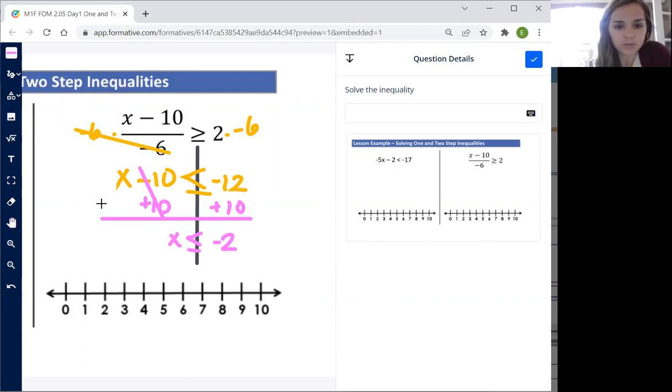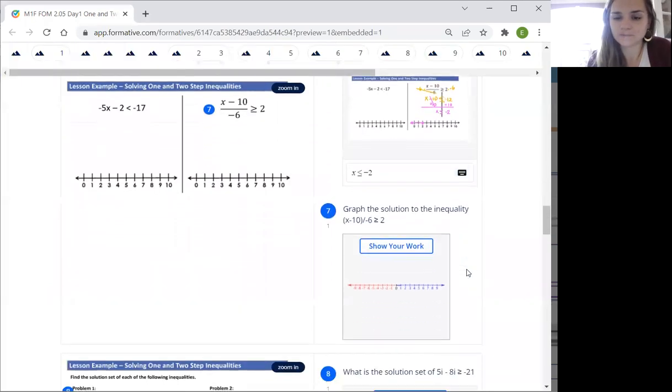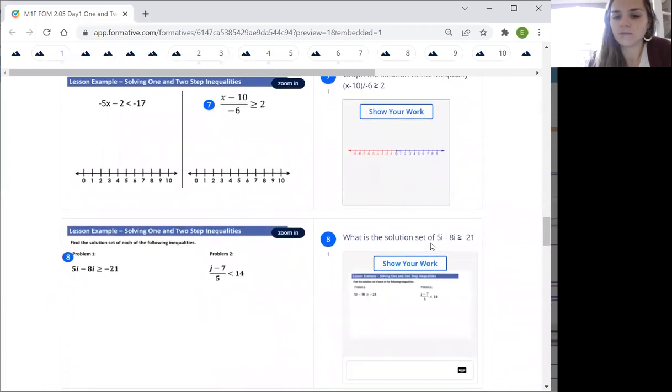So then I want to draw this on my number line. So it has an equal to sign. So that means we want it included. So we want a closed dot. And we want to shade towards the inequality. So the inequality is going to the left. So that's why I want to shade that way. And you can type it into your box. And number 7 is just the same answer.